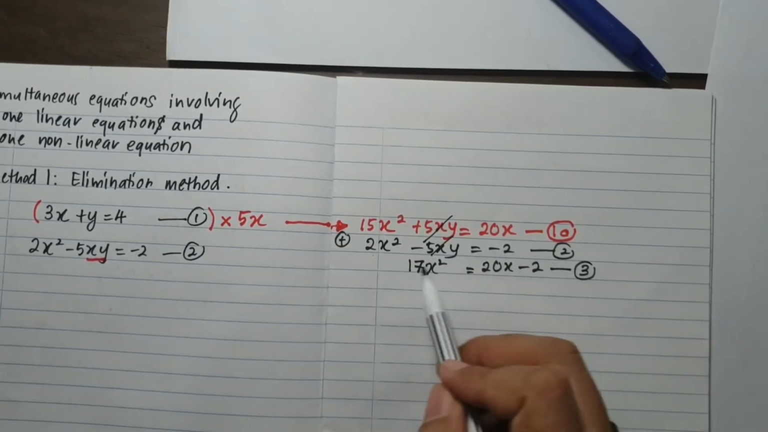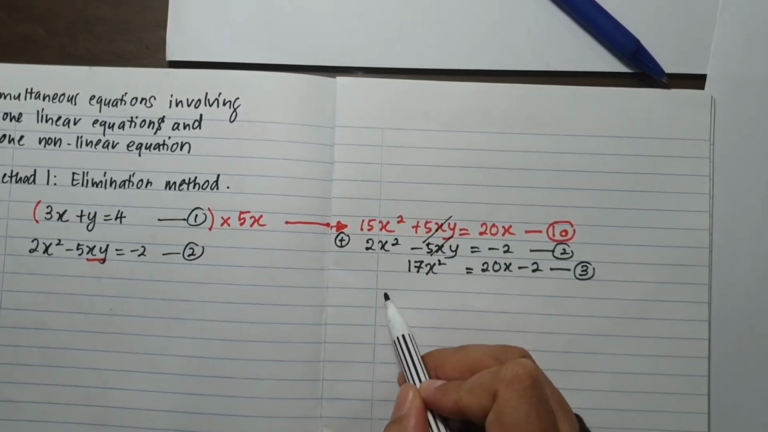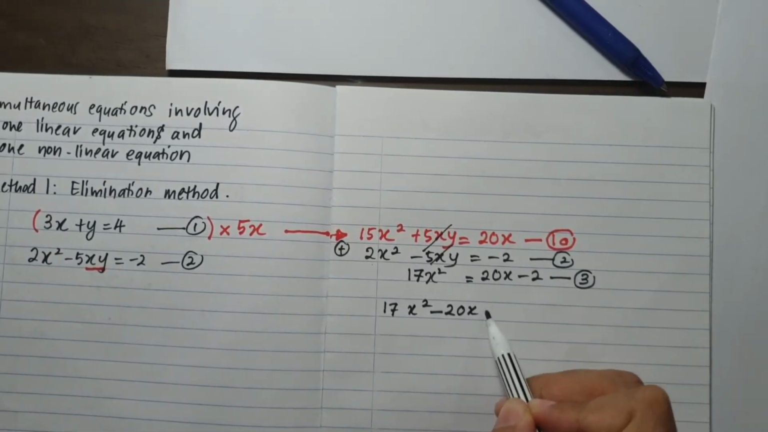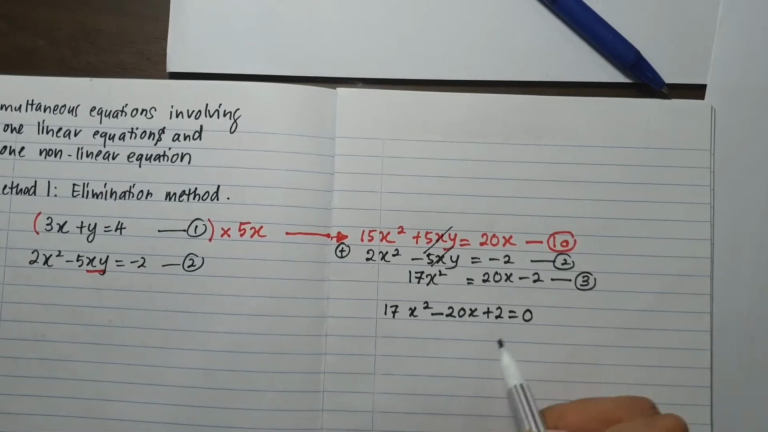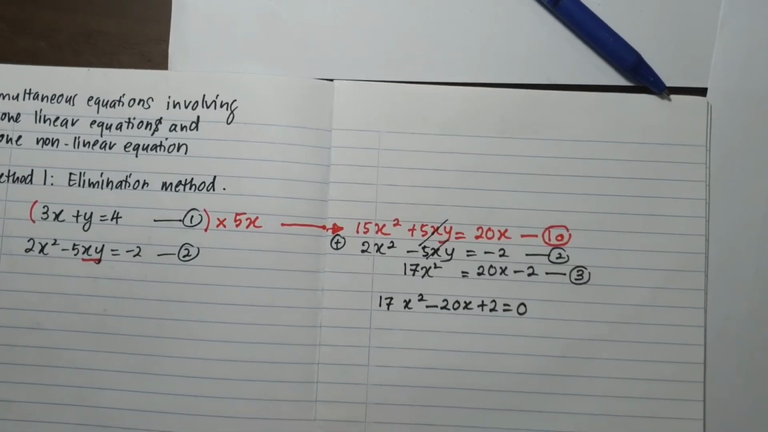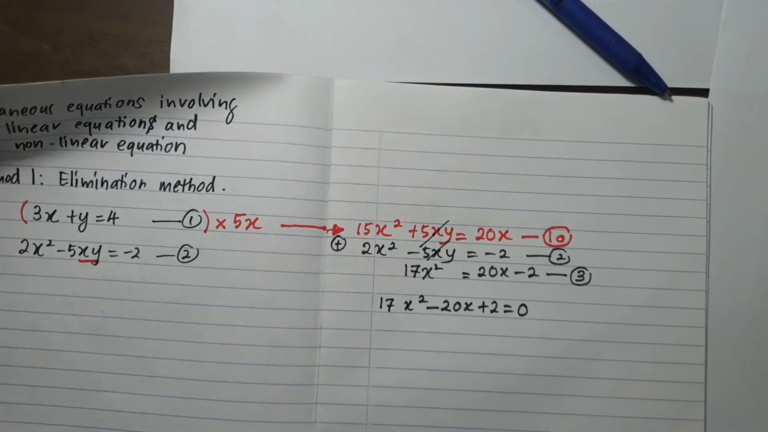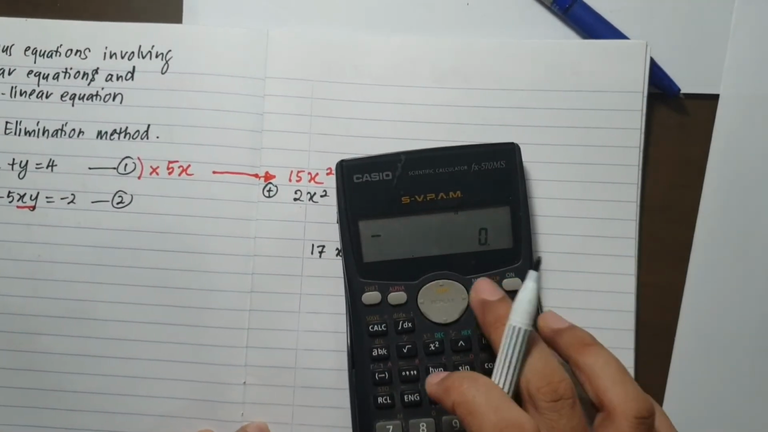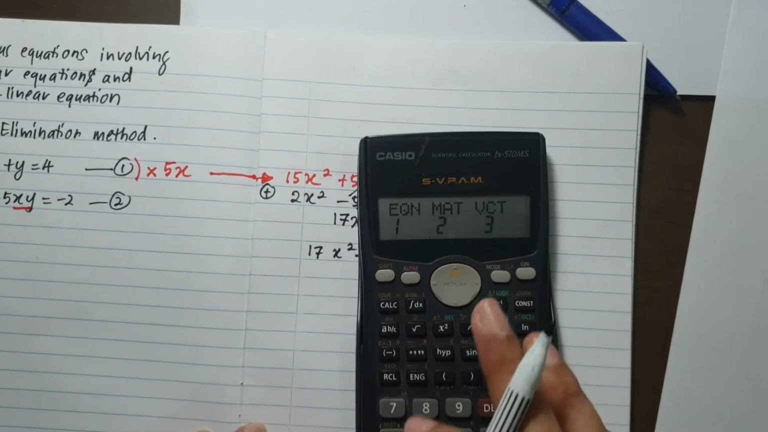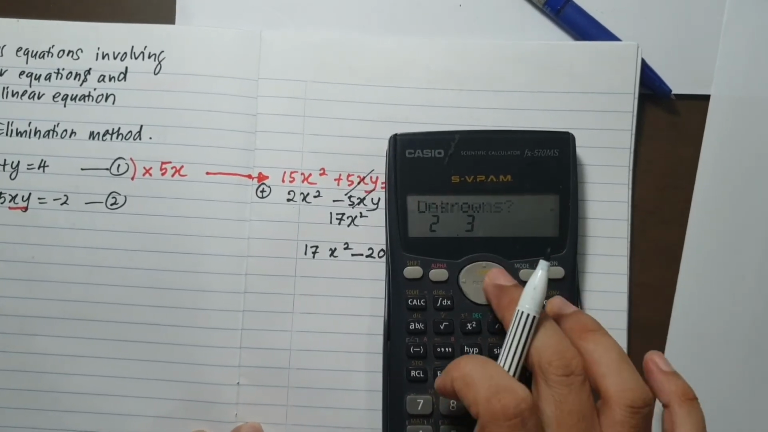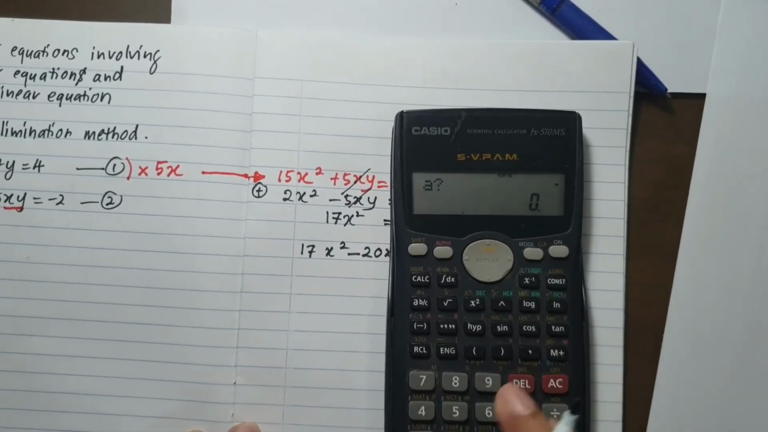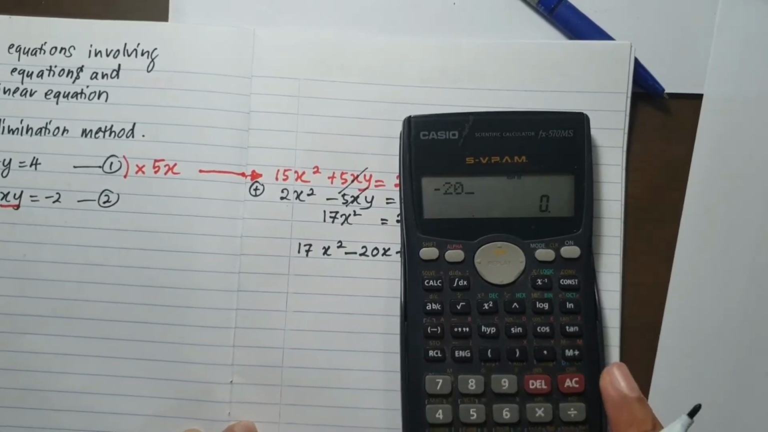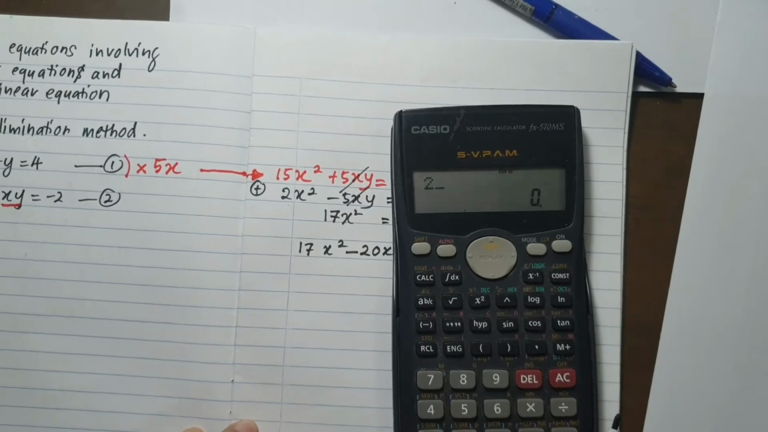Then, arrange this equation in general form. Positive becomes negative, negative becomes positive. Okay, now you can use the formula. So, a faster way: you can take your calculator, press mode EQN1. Degree of 2, A is 17, B is negative 20, C is 2.